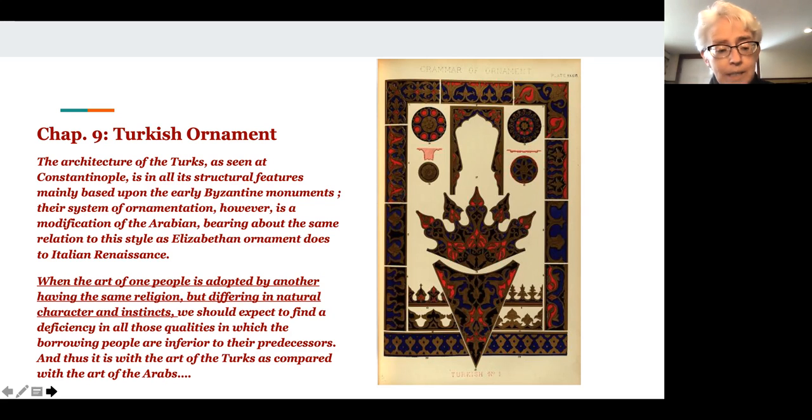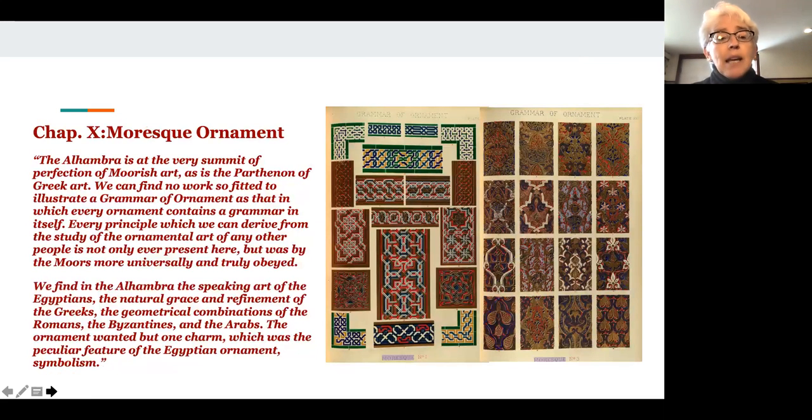He really feels that the art of the Arabian Peninsula, and then ultimately, as we'll see in Spain, was of the highest quality. And here we are, chapter 10, Moresque or Moorish architecture from Spain, Al-Andalus. And here's what he says. The Alhambra is at the very summit of perfection of Moorish art, as is the Parthenon of Greek art. We can find no work so fitted to illustrate a grammar of ornament as that in which every ornament contains a grammar in itself. Every principle which we can derive from the study of the ornamental art of any other people is not only ever present here, but was by the Moors more universally and truly obeyed.